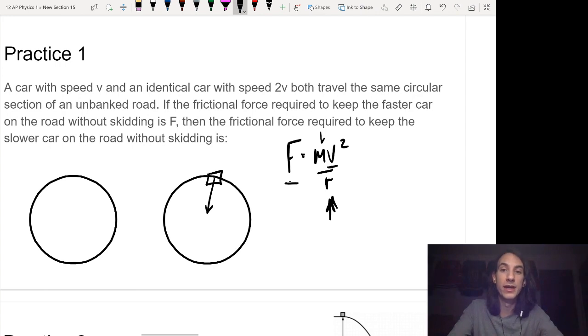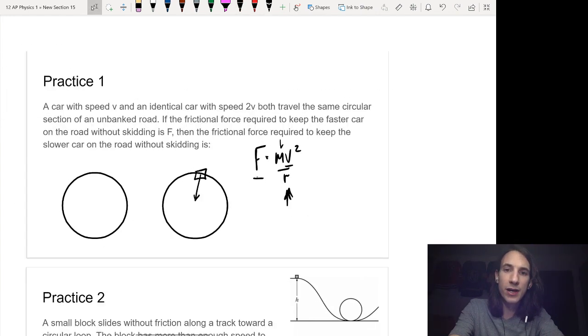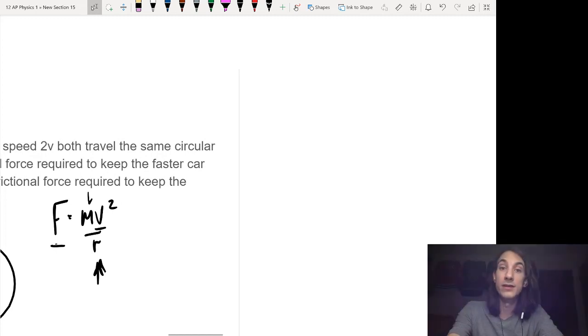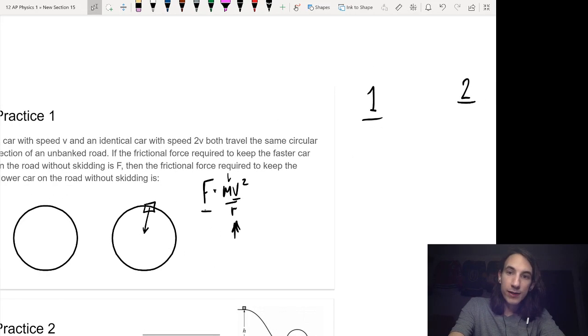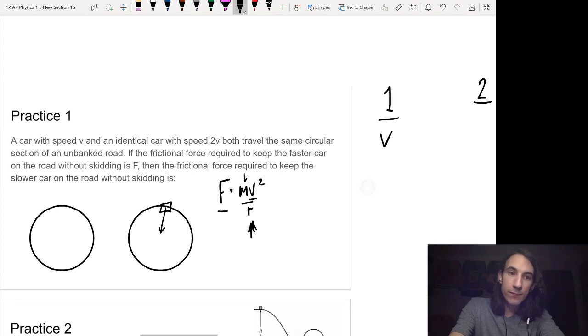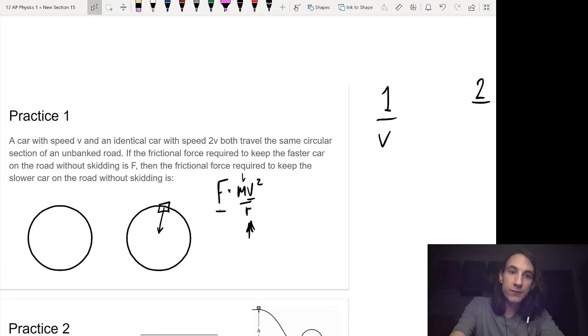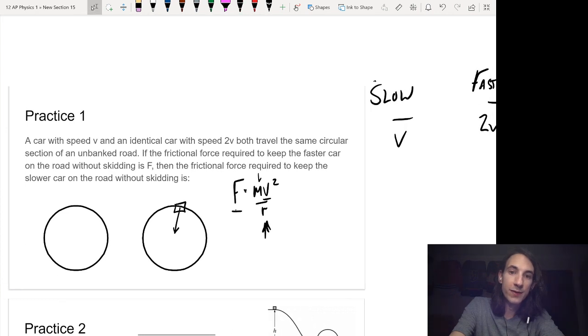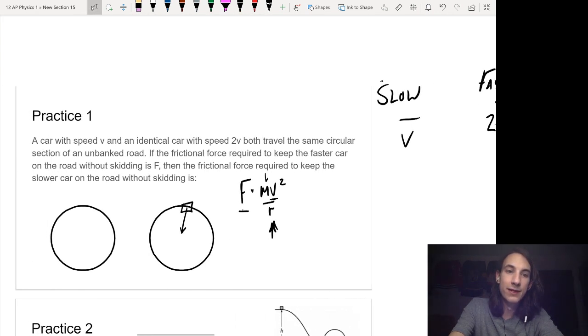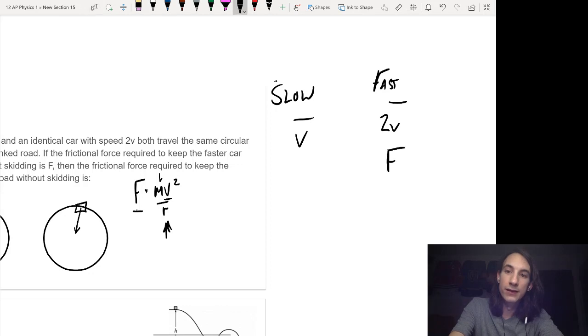Maybe you're looking at the equation right now and you're like, oh, I see what's going on. But I like doing this when I think about these changing situations: I'm going to set up case number 1 and case number 2. Oh no, sorry, I'm going to call this slower and faster. So this is my slow, this is my fast. It says if the frictional force required to keep the faster car on the road without skidding is F, then the force to keep the slower one on is something.